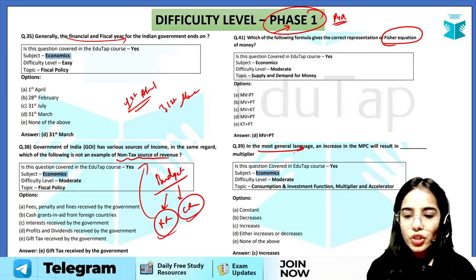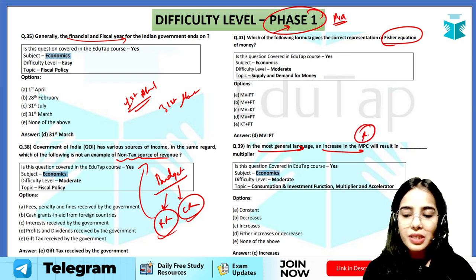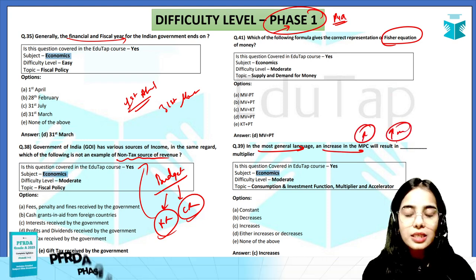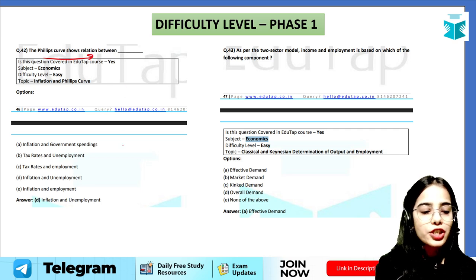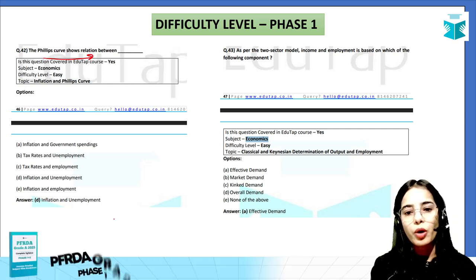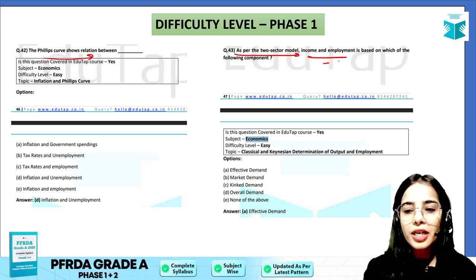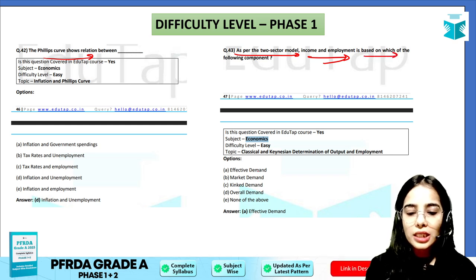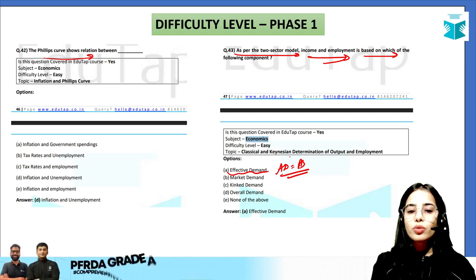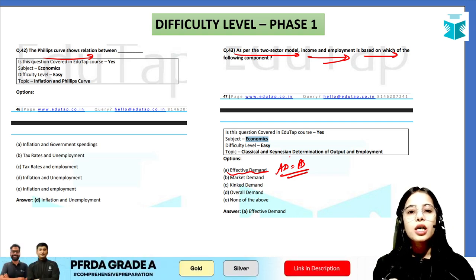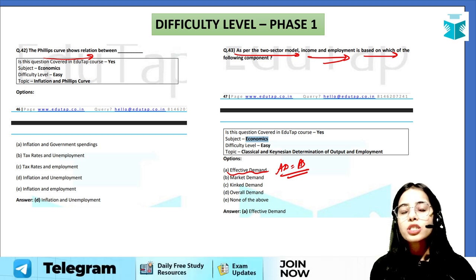In the most general language, if MPC is increasing, the multiplier will also increase. The Phillips curve shows an inverse relationship between inflation and unemployment. As per the two-sector model, income and employment are based on effective demand, where aggregate demand is equal to aggregate supply. So these are very basic, direct questions. If you have basic clarity of the topics, you will be able to answer them. Now this was about Phase 1.